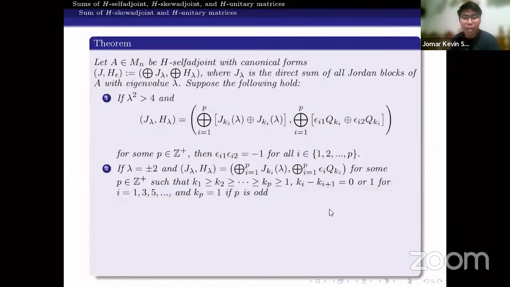So this is, yun yung ibig sabihin nito, no? And then lastly, what if p is odd? Ibig sabihin, magkakaroon tayo ng extra Jordan block sa dulo. So if that's the case, wala siyang kapares, k sub p should be equal to 1. Ibig sabihin, 1 by 1 lang yung Jordan block na yan sa dulo.